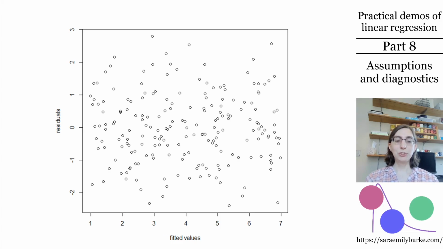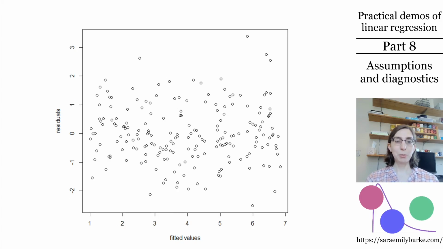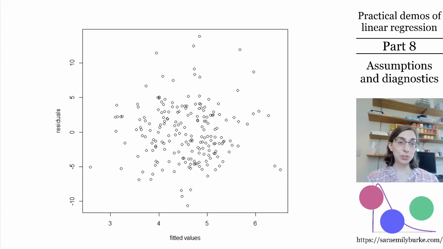I'm going to show a series of other residual fitted value plots that are also not particularly concerning. There's no zigzag, there's no funnel, the points don't systematically go up and down or get more or less spread out. Here, a perfectly reasonable residual fitted value plot. Another perfectly reasonable residual fitted value plot. Again, no zigzag, no funnel, no concern.